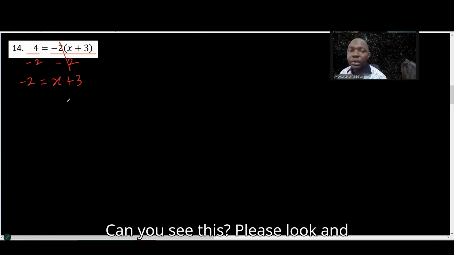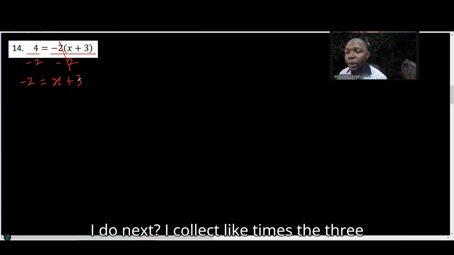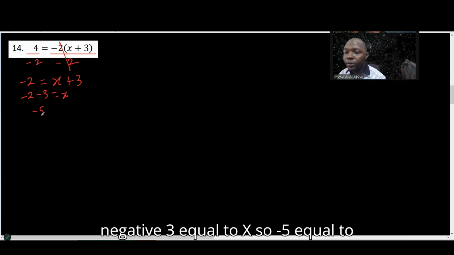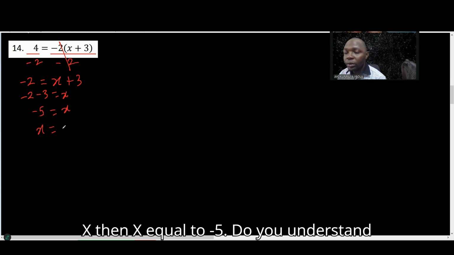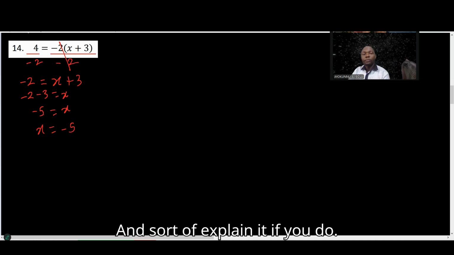Can you see this? Please look and follow. Then what do I do next? I collect like terms. The 3 goes to meet the 2. It becomes -2 - 3 equal to x. So -5 equal to x. Then x equal to -5. Do you understand this? Sort of. Explain it if you do.